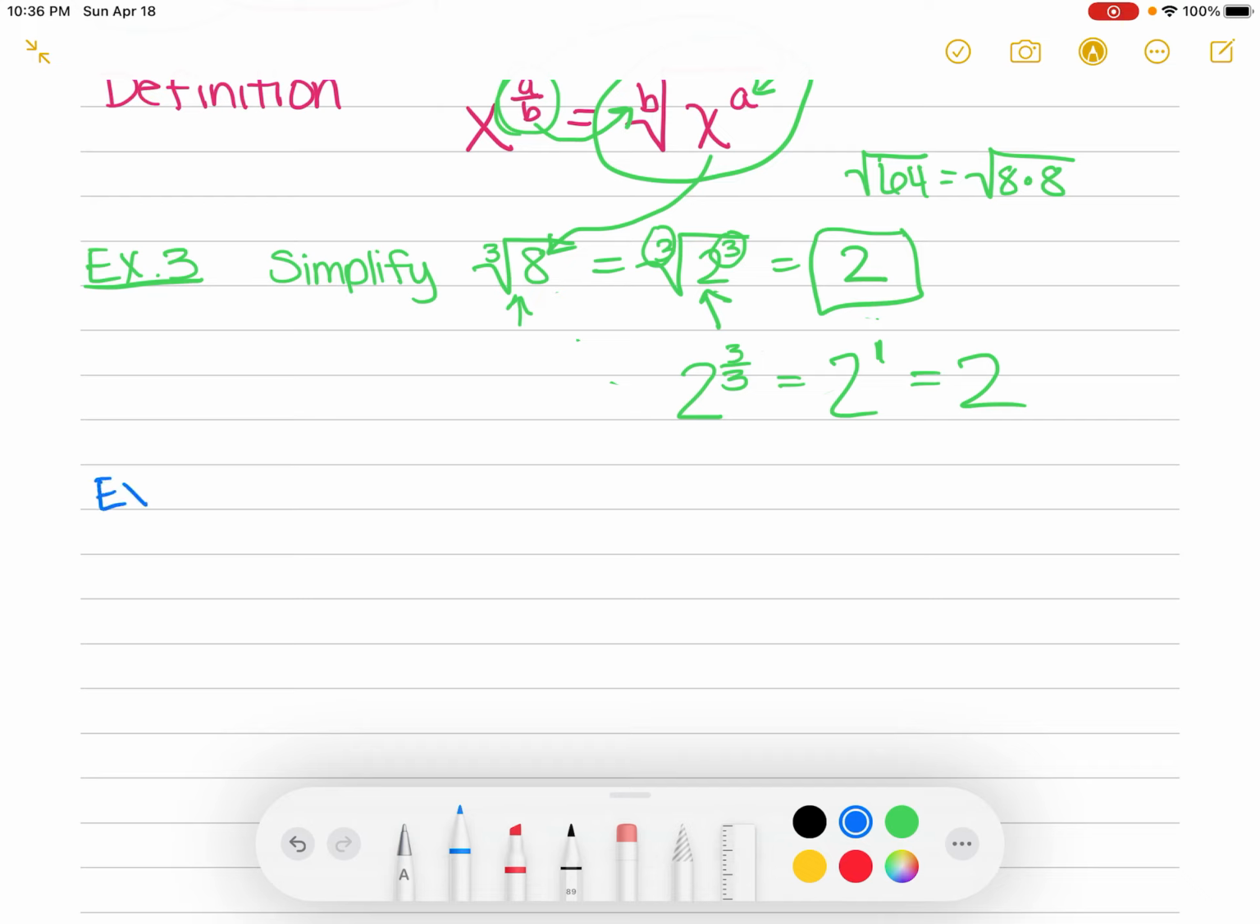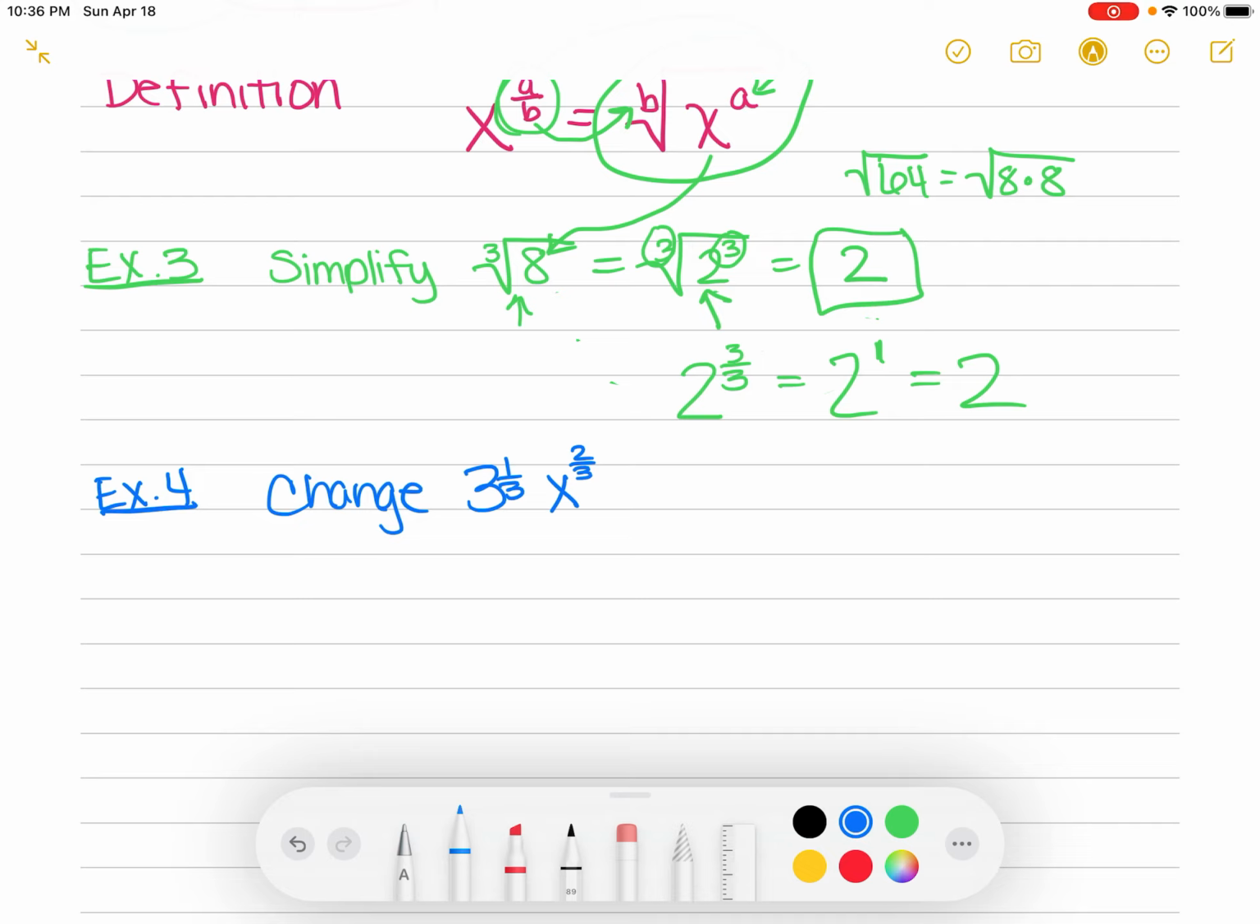Okay, so example 4, we're going to change 3 to the 1/3 and x to the 2/3. Sorry, it's hard for me to see this. I did not write that very well. Okay, so these are both exponents, right? That 1/3 doesn't really look like an exponent.